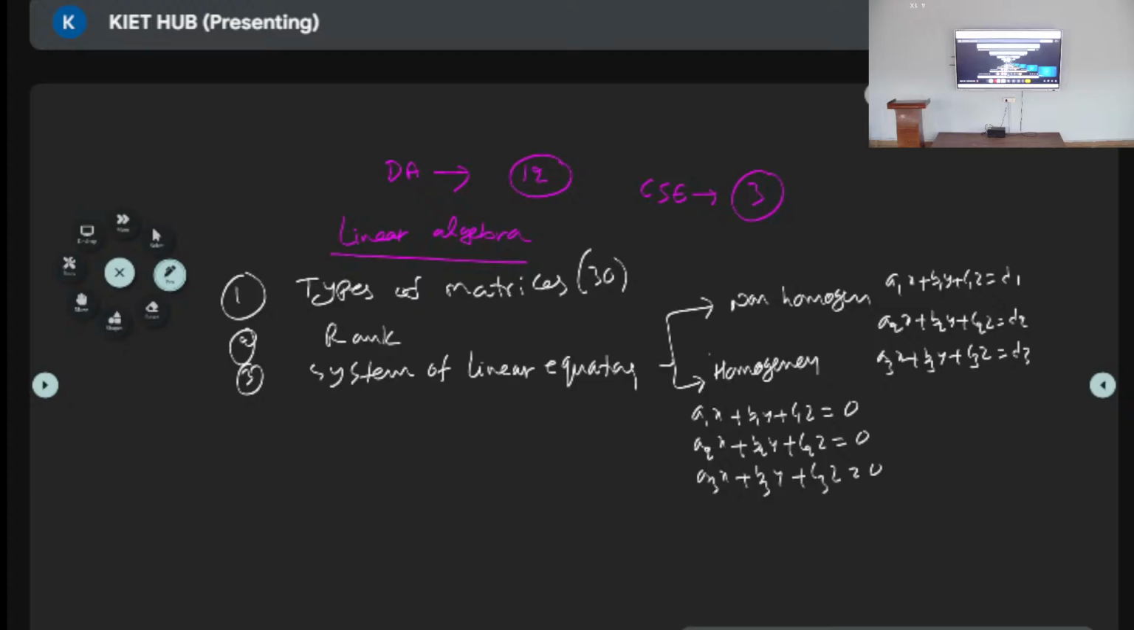Anybody, what is the meaning of consistent? A system of linear equations is said to be consistent if it has a unique solution or an infinite number of solutions. Inconsistent means no solution. And one more word is the trivial solution. Trivial solution means 0, 0, 0. Trivial solution is associated with homogeneous equations.